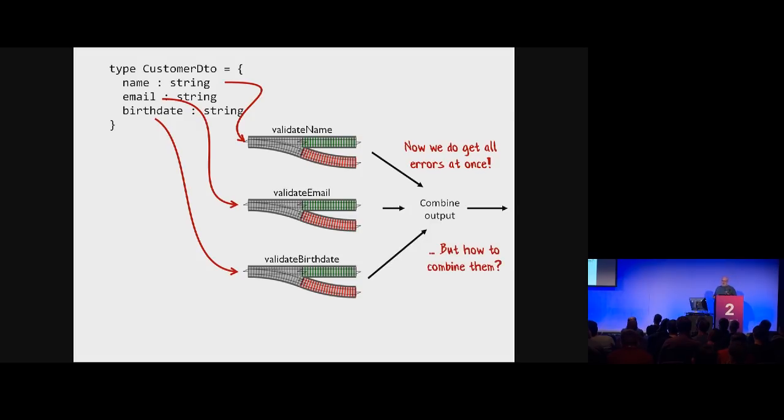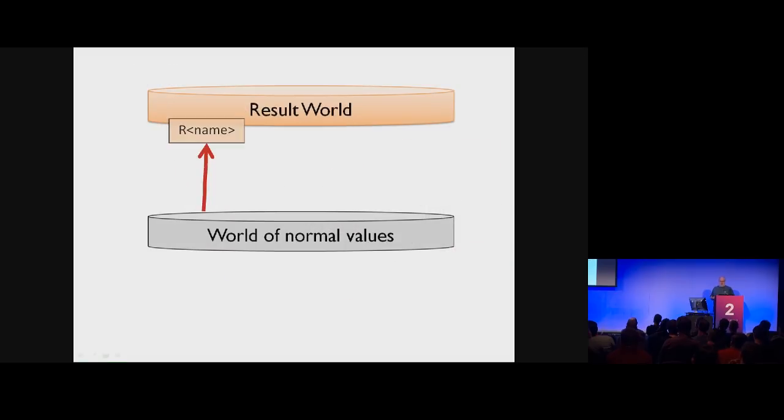So how do we combine them? That's where the applicative comes in. So we have all these different values which live in result world. We have a result of a name, it might or might not be valid. We have a result of an email that might or might not be valid, and a birthday that might or might not be valid. How do we combine them?